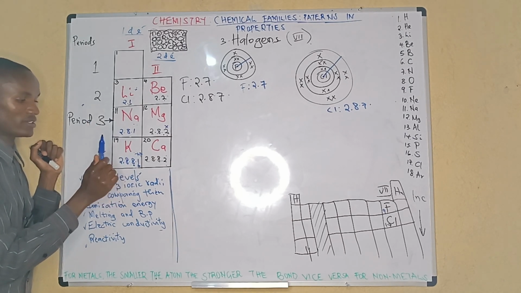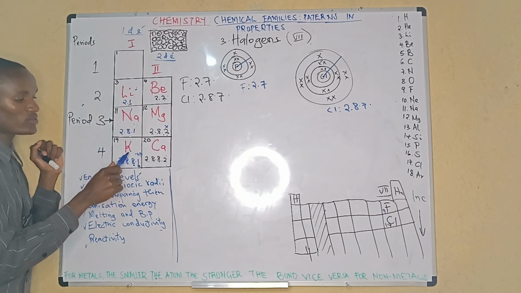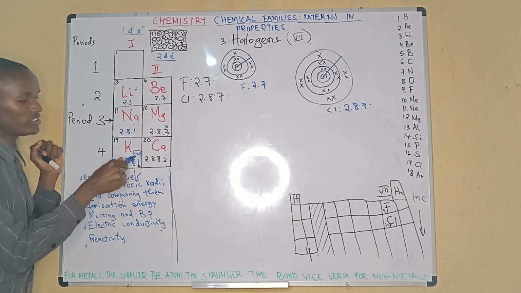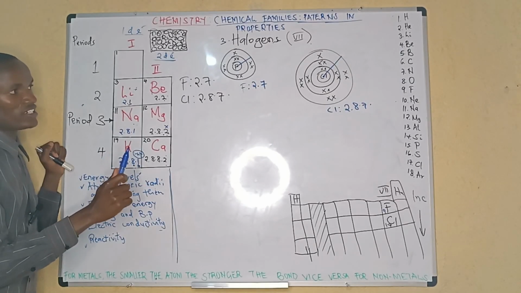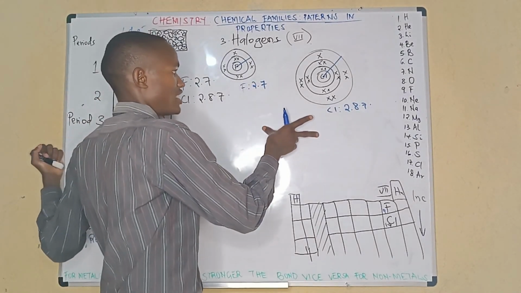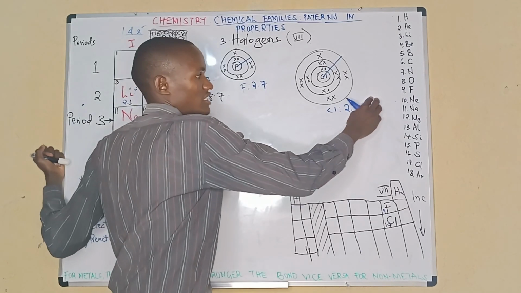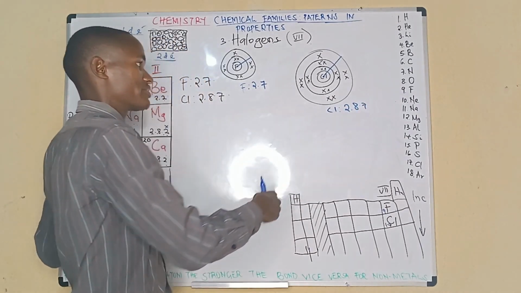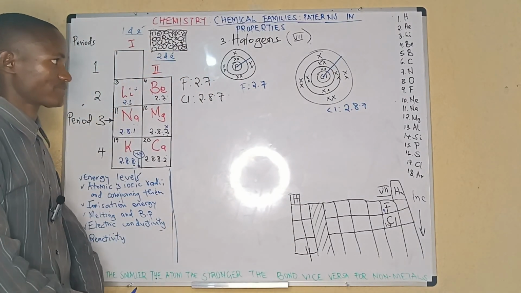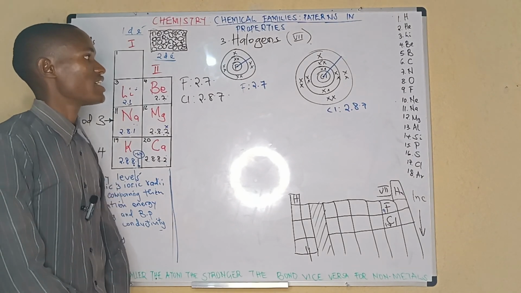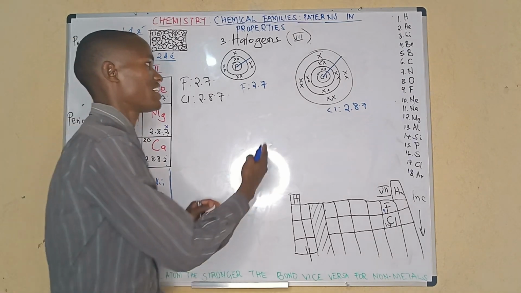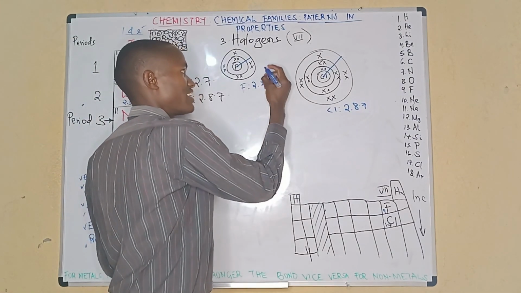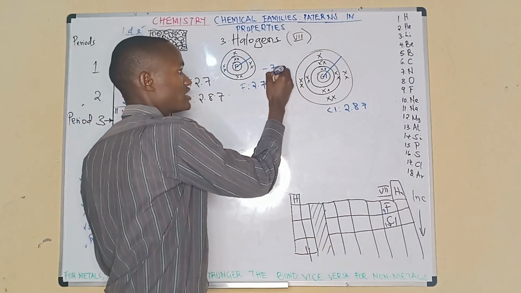It is easier to lose 1, because a lot of energy will be required to gain 7. Now, this is not the case in halogens, because a halogen has 7 electrons in the outermost energy level. Therefore, it either has to lose 7 or gain 1.